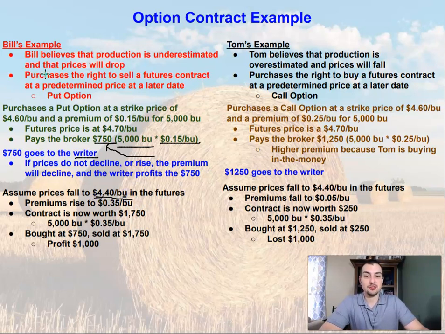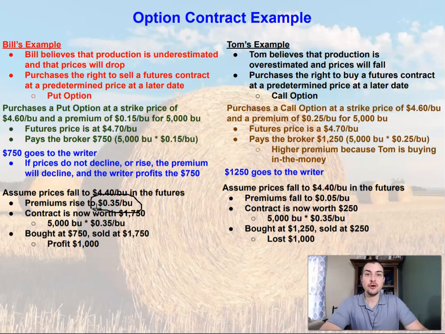Now, what did Bill think that the prices were going to do? Well, Bill was spot on because he thought that prices were going to drop. So he engaged in this put option, giving him the right but not the obligation to sell. Prices actually do fall in the futures price. So guess what happens to his premium values? His premiums now rise to 35 cents.